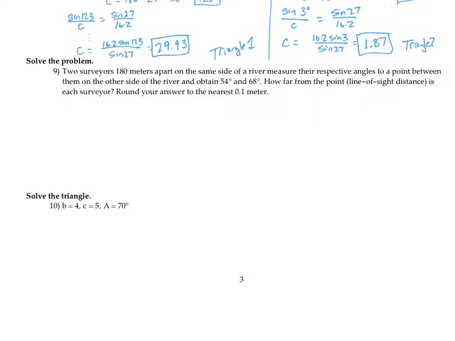So think picture-wise, you've got a river here. You've got a surveyor on the same side as the other surveyor whose distance apart is 180 meters. And somewhere over here between them is a point that they're both measuring to. And they know that the respective angles between them and the other side of the river is 54. So this is 54 degrees, and say this is 68 degrees. We'll call this A and this B. We want to know how long are those sides, line of sight distance.